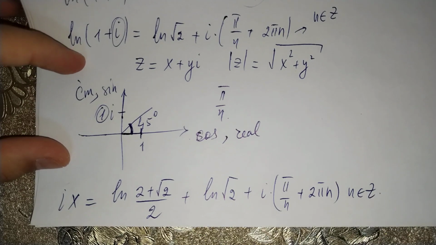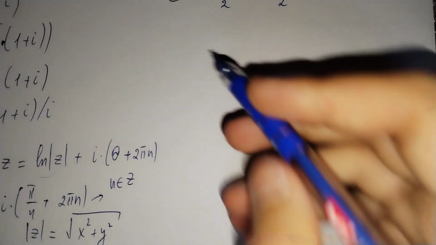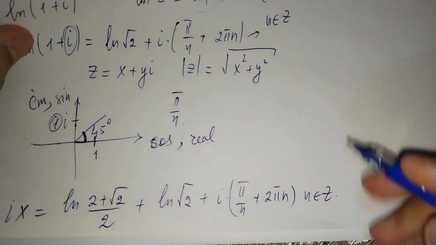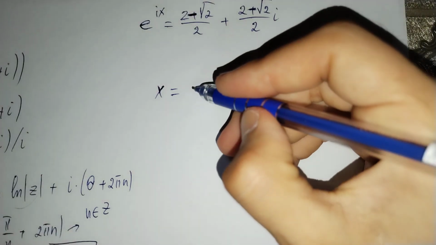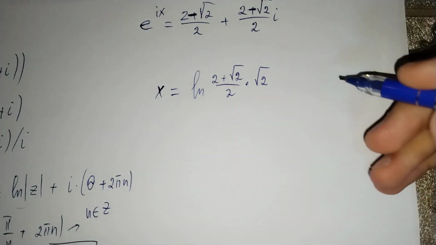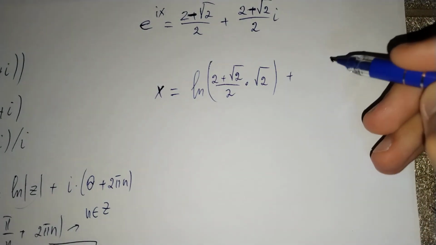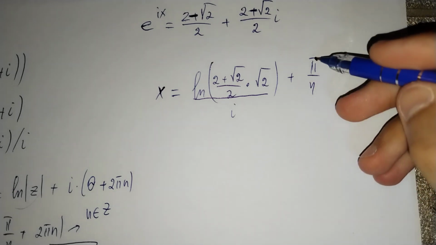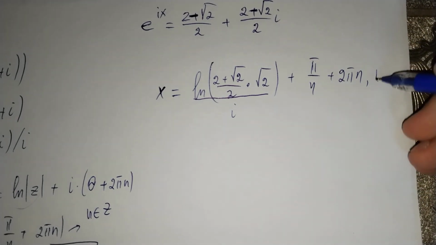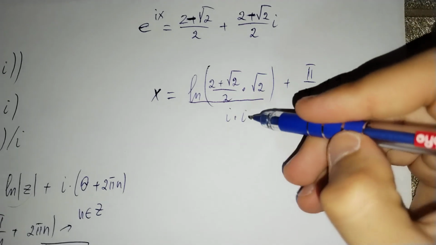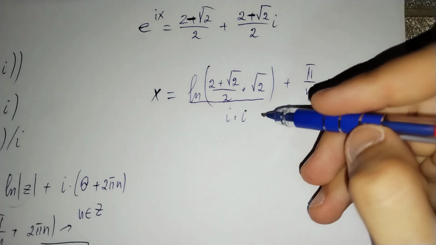And we may find, of course, x from here. If we divide this equation by i, x is equal to ln of (2 plus square root of 2) over 2 times square root of 2, over i, plus (pi over 4 plus 2 pi n), where n belongs to the integers. Now, what's that? We should multiply this fraction's numerator and denominator by i.